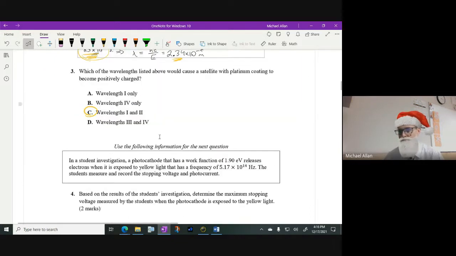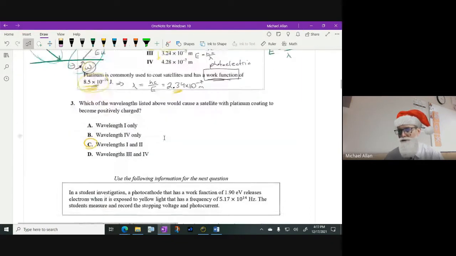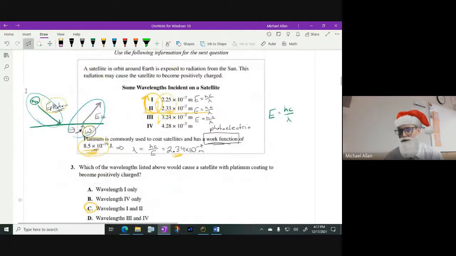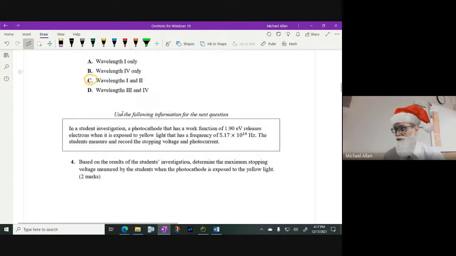Okay. Next one here. So the next couple, like 4 and 5, are going to use this knowledge of this picture right here. The energy of the photon has to equal the energy of that electron that comes out. Okay? Conservation of energy.